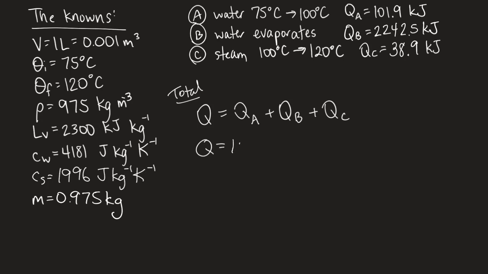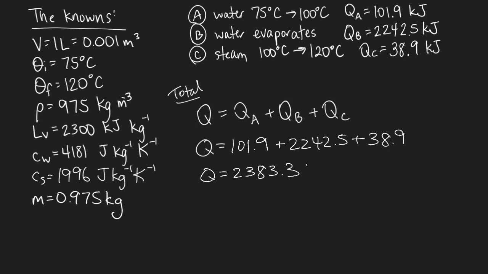So we've got 101.9 kilojoules plus 2242.5 kilojoules plus 38.9 kilojoules. And all totaled, this should be 2383.3 kilojoules. Now we can start thinking about significant figures and how many we should have.